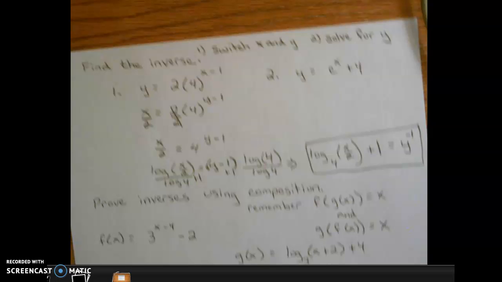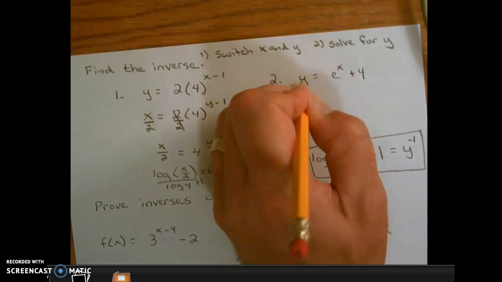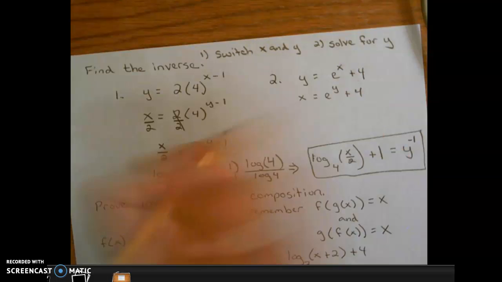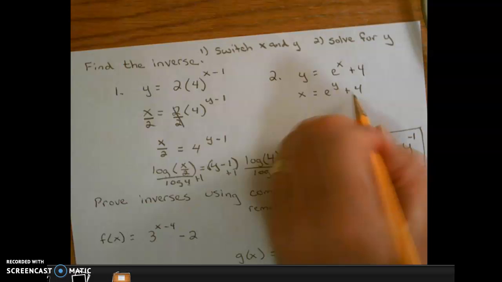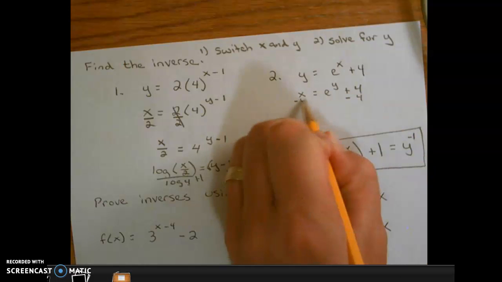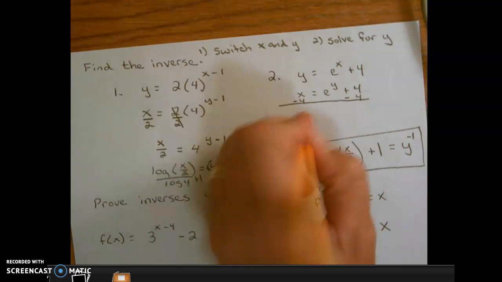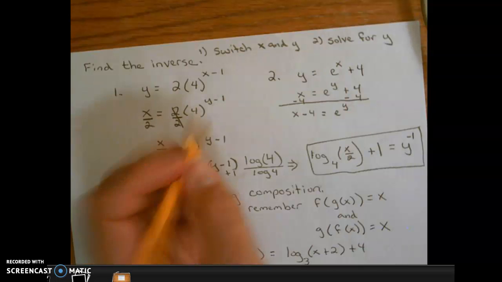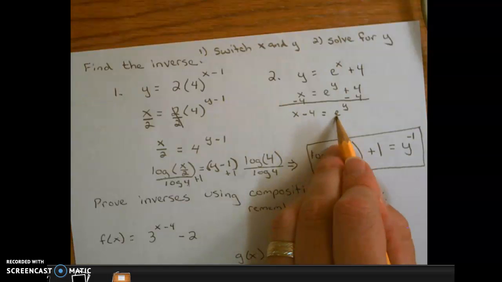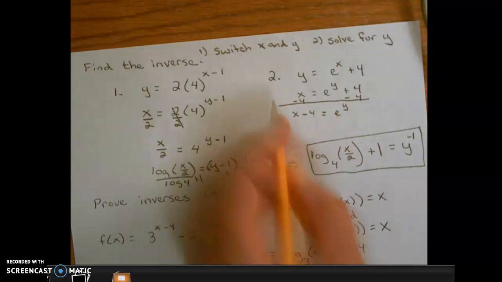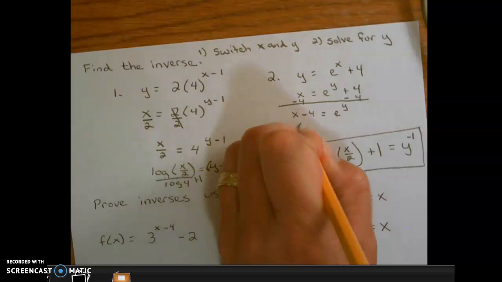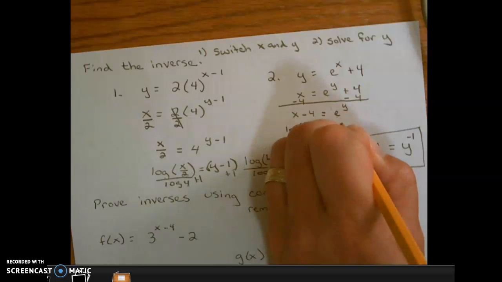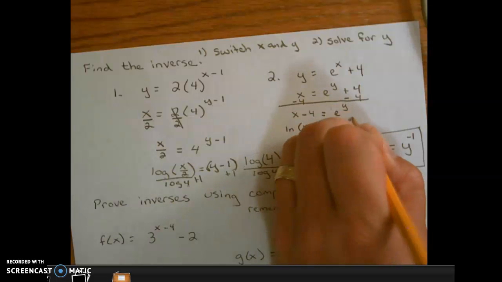All right, let's look at another example. Switch the x and the y. Now we're going to solve for y. Since our base is e, we're going to do the natural log on both sides. So we're going to have ln equals, bring the y down front using the power property.